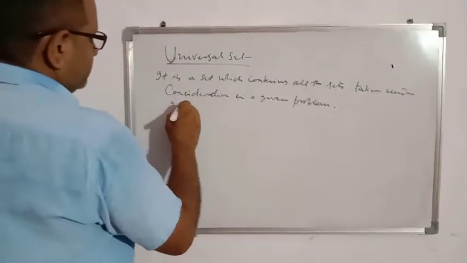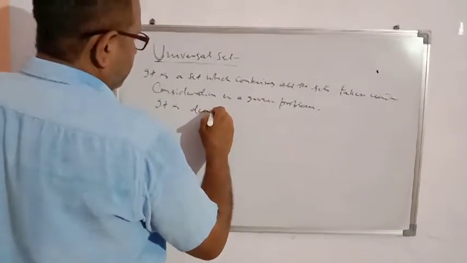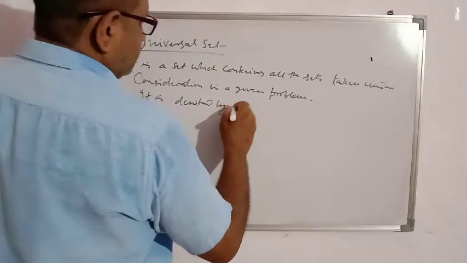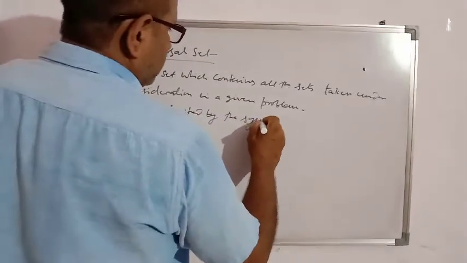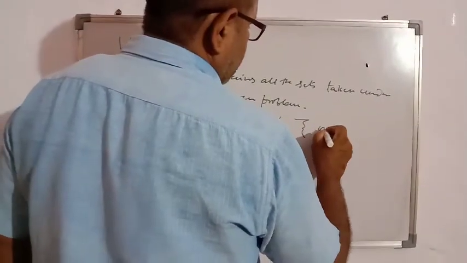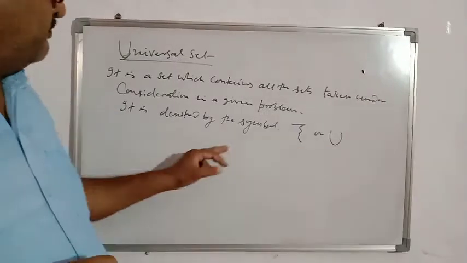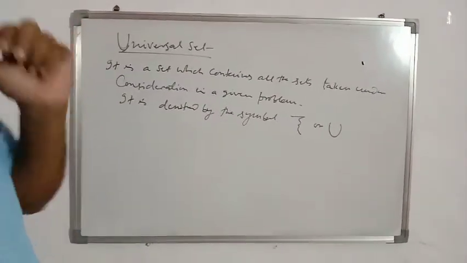It is denoted by the symbol U. By these two symbols, we represent the universal set.